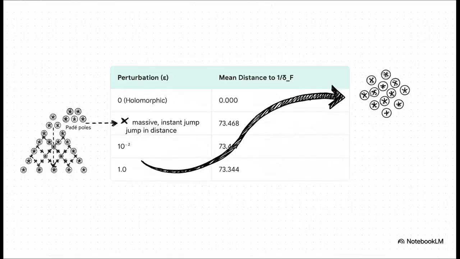All right, next up, the researchers go hunting for approximate singularities using a technique to find what are called Padé poles. In the standard case, when epsilon is 0, these poles are exactly where you'd expect. But watch what happens when you flip that epsilon switch on. I mean, even for a ridiculously tiny perturbation, bam, there's this massive, instantaneous jump. The poles are flung far, far away.